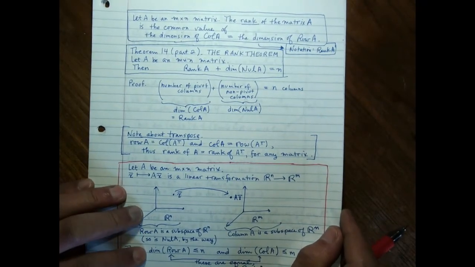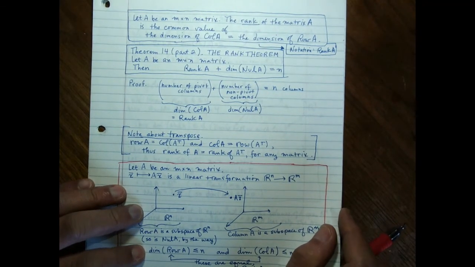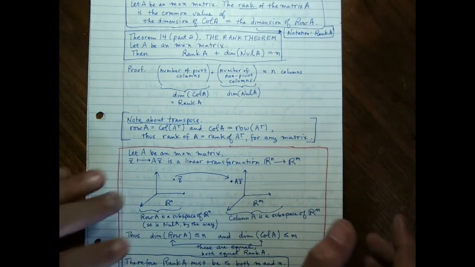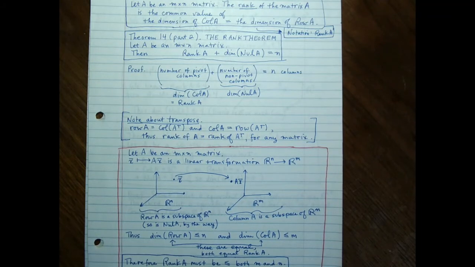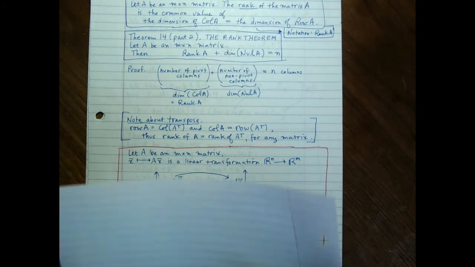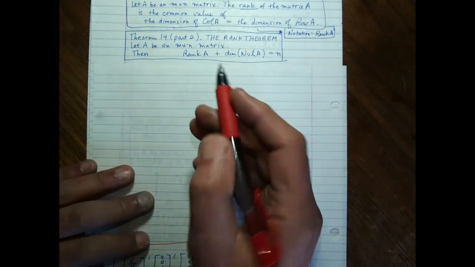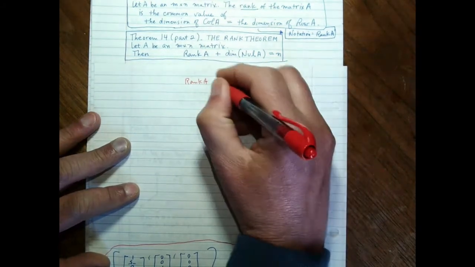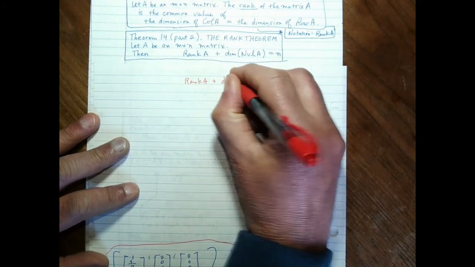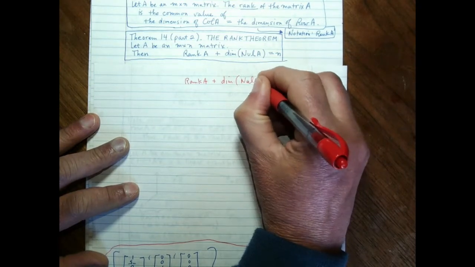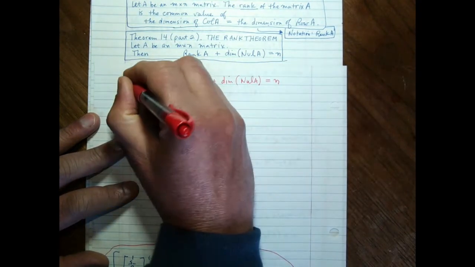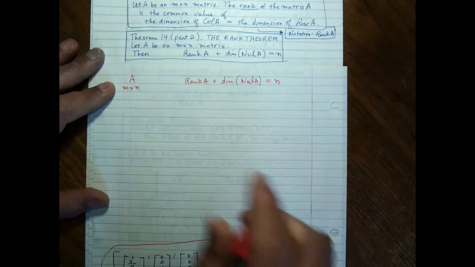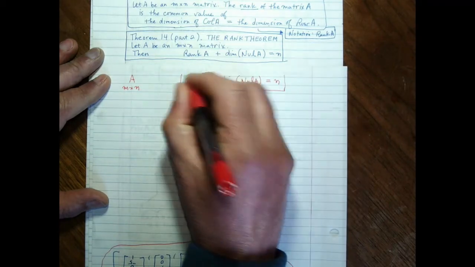And theorem 14, part 2, is the rank theorem. And let me get a piece of paper where I can just kind of highlight this. We're saying the rank of any matrix plus the dimension of the null space of the matrix is equal to n, where A is m by n. You're going to have to memorize this because we're going to use this quite a bit, and you'll be expected to have this memorized for an exam.